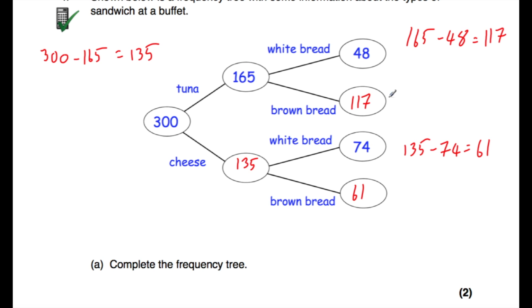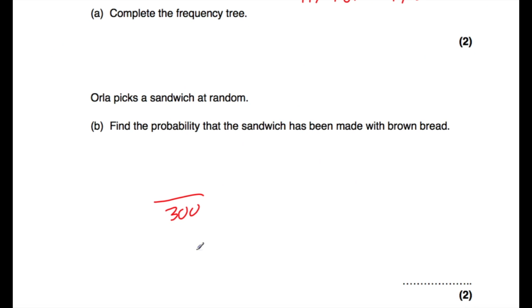So we want to find out how many brown bread sandwiches there were. We've got 117 tuna sandwiches on brown bread, and we've got 61 cheese sandwiches on brown bread. So if we add together 117 and 61, that'll tell us how many sandwiches were on brown bread altogether. So 117 plus 61 is equal to 178. So that means that 178 of the sandwiches were on brown bread. So Orla picks one of the 300 sandwiches, and we want to find the probability that the sandwich was made out of brown bread.